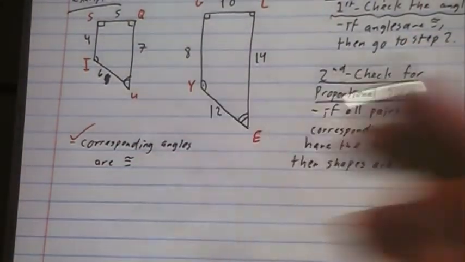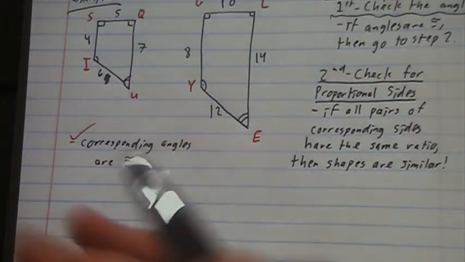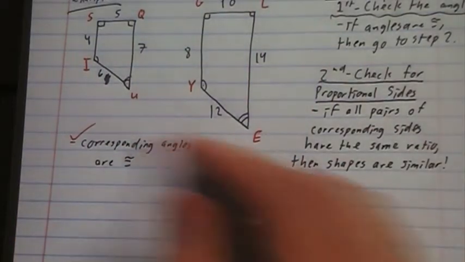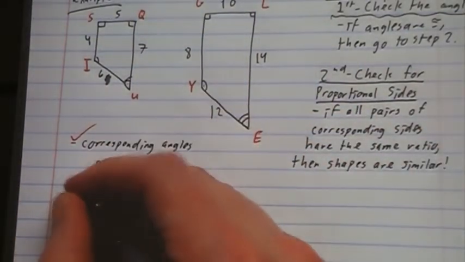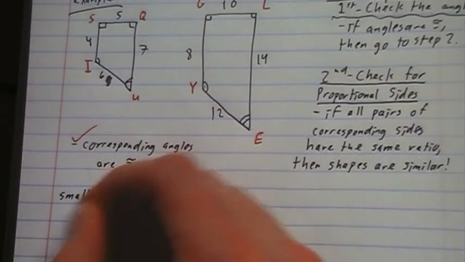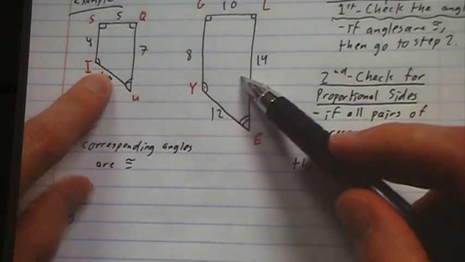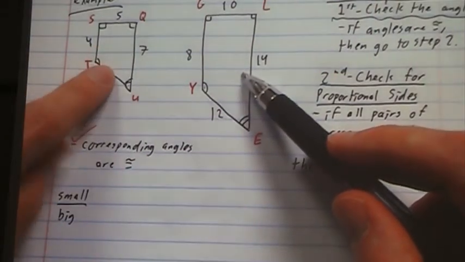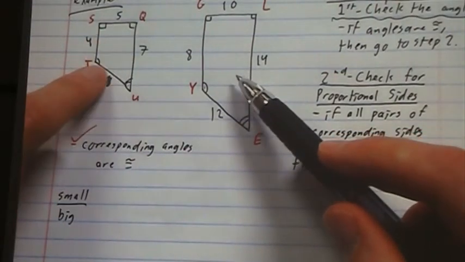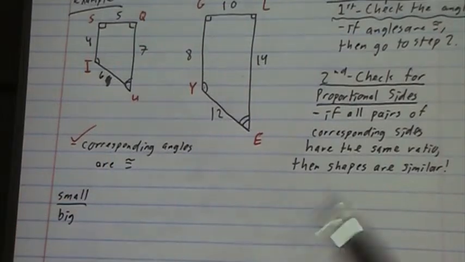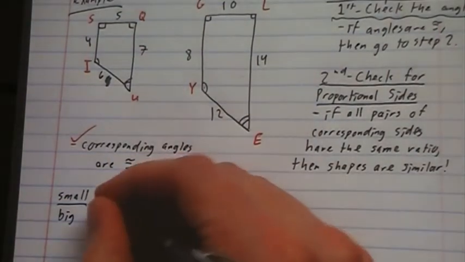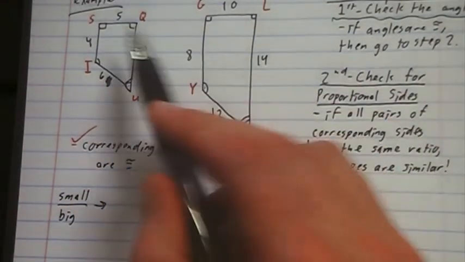Now, there's different ways you can set up your proportion. I usually do a small over big. What I mean by that is my small shape over my big shape. You could also do left shape over right shape. Whatever you do, your pattern has to go for all the pieces. What do you mean by that? Well, small over big. And then we're going to match the sides.